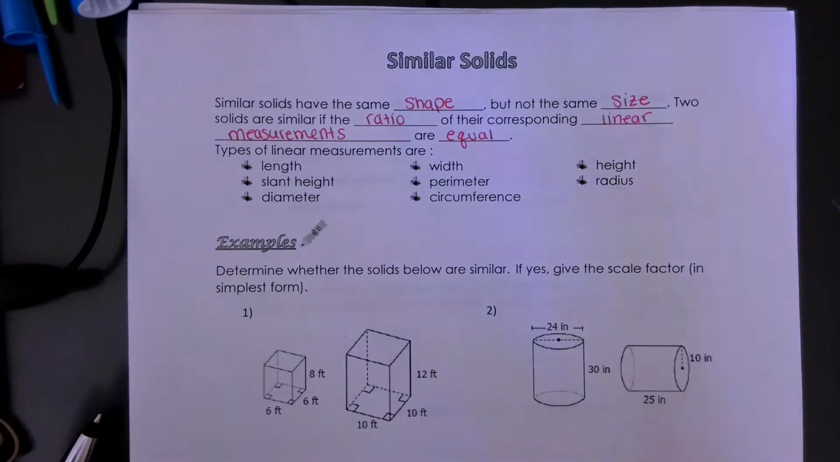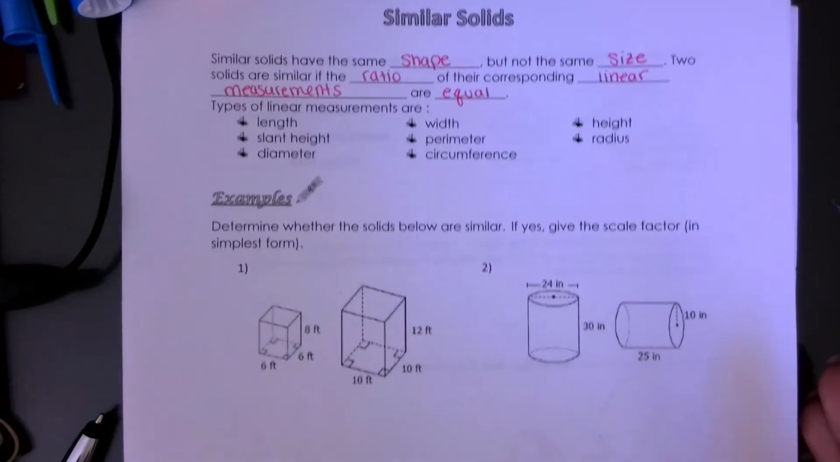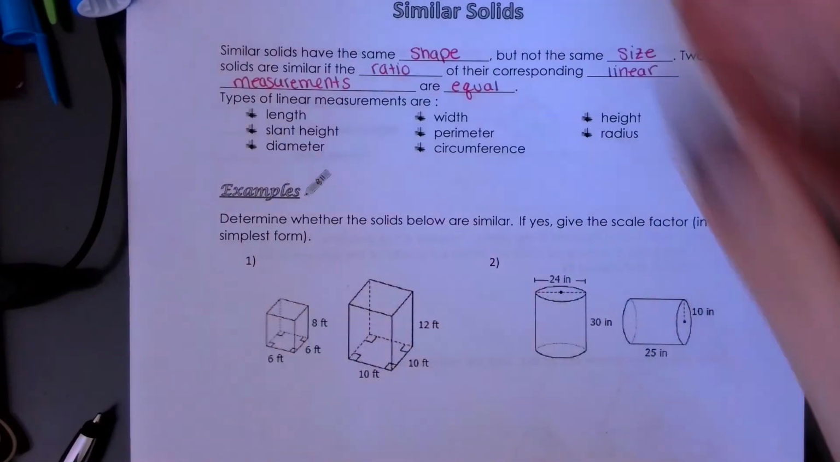Now we're going to determine whether the solids are similar. If yes, we're going to give the scale factor in simplest form. You're always going to reduce and always find the simplest form for your scale factor, and ratios always do that. And remember, scale factor is just a number that you're multiplying one figure by to obtain the size of the next figure. Okay, so let's look at number 1.